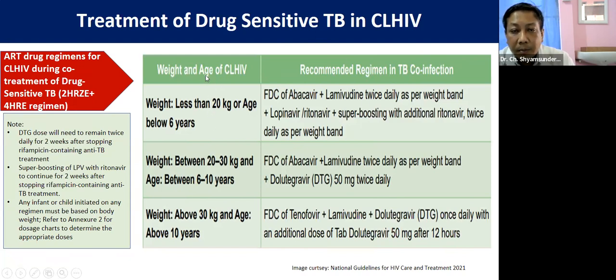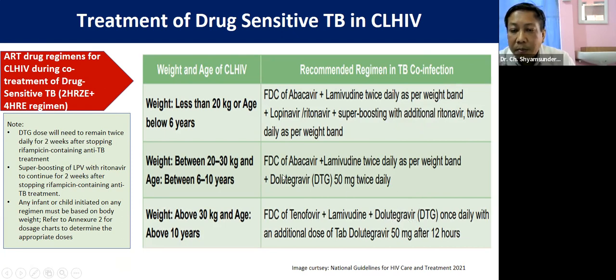These are according to the various weight and age: less than 20 kilo and age below 6 years, weight between 20 to 30 kilo and between 6 to 10 years, and above 30 kilo and above 10 years. The recommended regimen in TB co-infection is FDC of abacavir, lamivudine twice daily as per weight band, lopinavir, ritonavir, and the super boosting with additional ritonavir twice daily as per weight band. Super boosting is being offered because rifampicin decreases the bioavailability of this protease inhibitor. Not only protease inhibitor, but dolutegravir also.